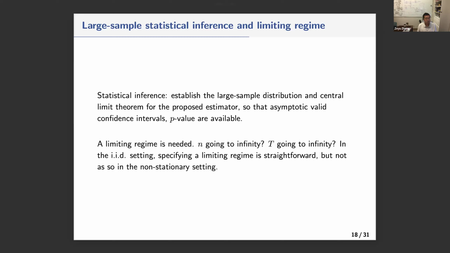So for the proposed estimator, we need to evaluate the large sample distribution, the central limit theorem, so that we can safely write down the confidence intervals. And here there's a question about needing an appropriate limiting regime. In the IID setting, independent identically distributed, most times we didn't specify the limiting regime, mostly because it's straightforward what it means to send something to infinity in the IID setting.